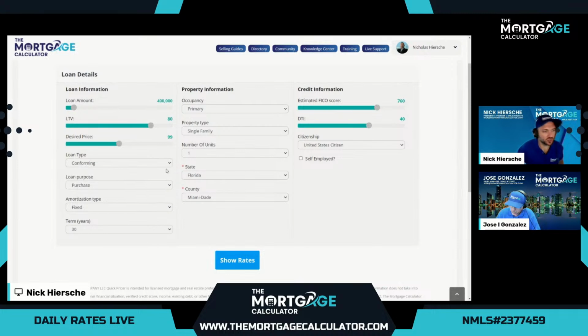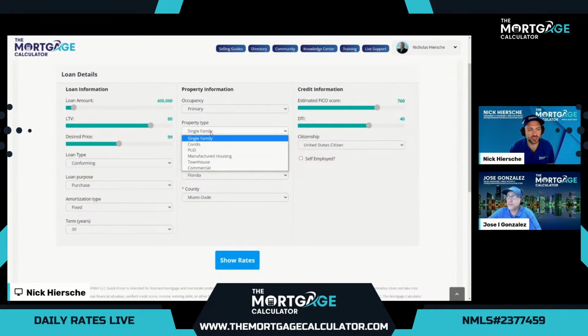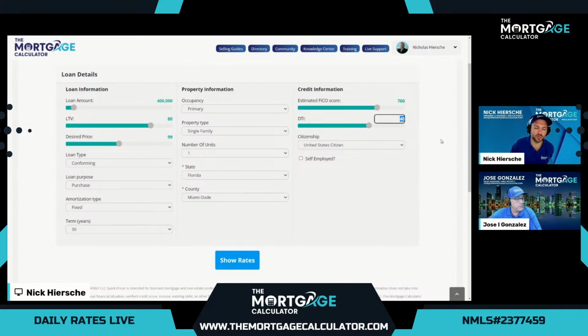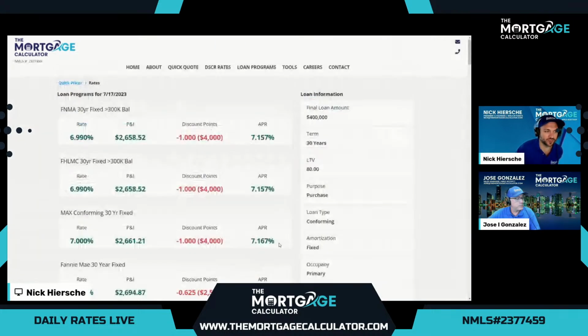So for the first example, as we do every morning, we'll do a conforming purchase, 30-year fixed standard loan, primary occupancy, single family home, one unit, state of Florida, Miami-Dade County. And for all the demos, we use an estimated FICO of 760 and an estimated debt to income ratio of 40. So with these settings, let's check out the conventional rates this morning.